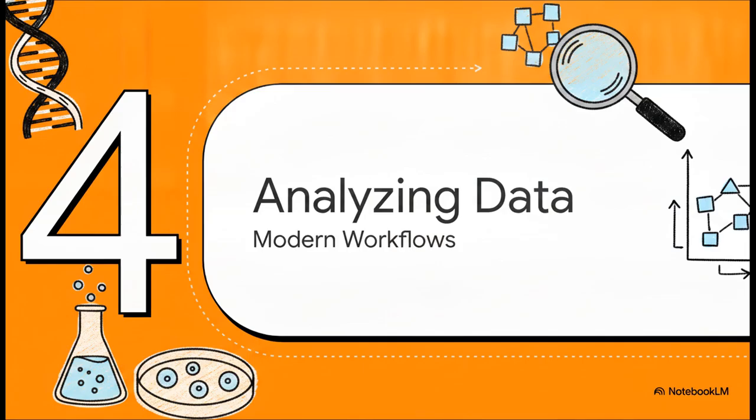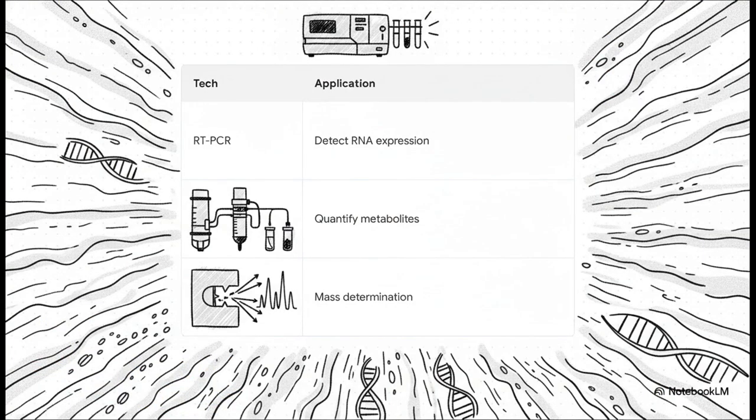Part 4, generating and analyzing data. With our statistical foundations firmly in place, let's open up the modern biologist's toolbox. The sheer volume of our data comes from incredibly fast, high-throughput technologies. We use RT-PCR to quickly detect RNA expression.